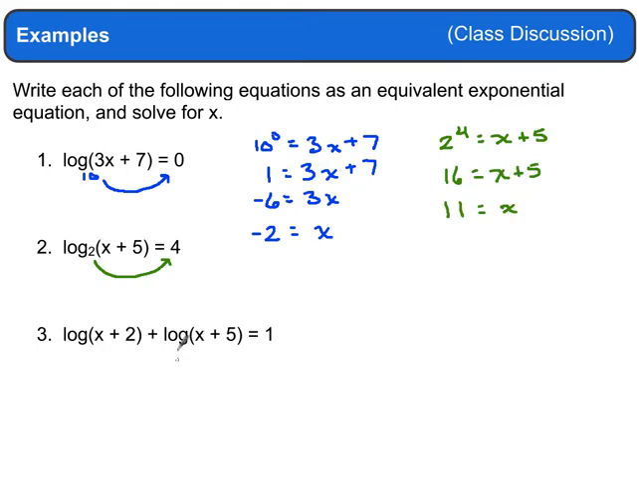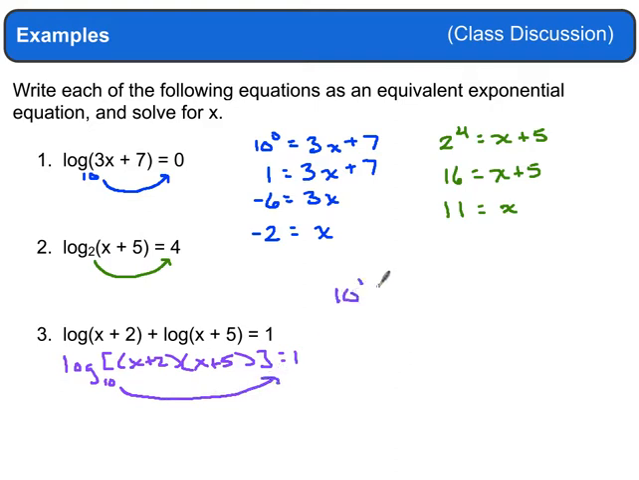In number 3, this is a plus sign, so if we combine this as a single log, this would become log of x plus 2 times x plus 5, and that would equal 1. Now if we do our scoop with our base, you're going to get 10 to the 1st power equals x plus 2 times x plus 5. And so we'll end up multiplying this together.